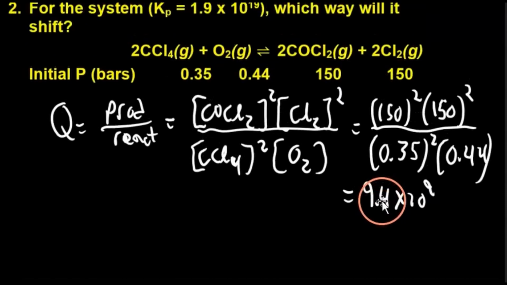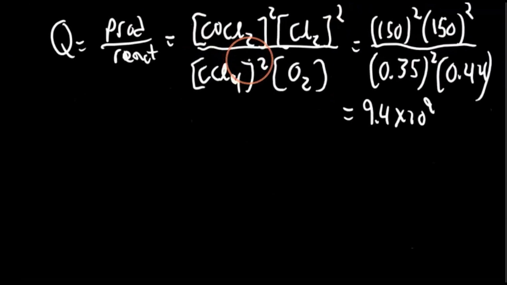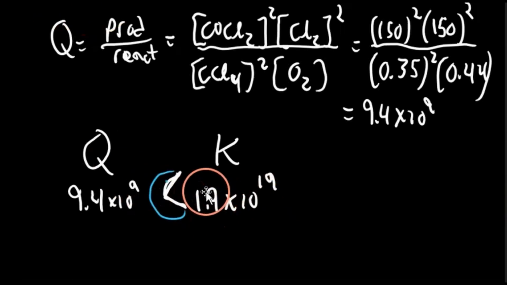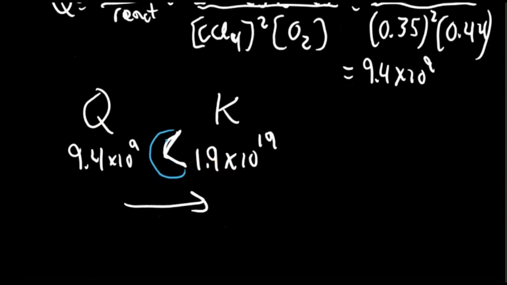I think we know which way this is shifting. Oh, maybe not. This is a huge equilibrium constant. Wow. Okay, so just like before, we're going to set up Q and K. Q is on the left, and Q is 9.4 times 10 to the 9. K is 1.9 times 10 to the 19, which is huge. And which is the bigger number? Well, this is the bigger number, because this is where the Pac-Man's going to go eating. So the reaction has to shift to the right here. So reaction shifts right.